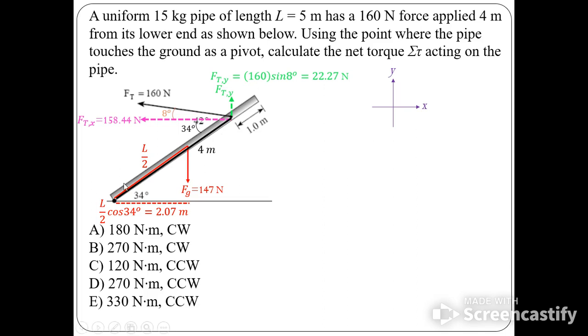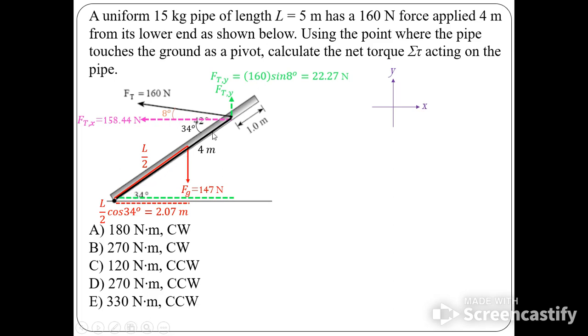But in this case, we can't use 4 meters because the 4 meters and this F of t are not perpendicular. And the lever arm of 4 meters here in black and F of tx are not perpendicular either. So we do have to do a little bit of work. So let's go ahead and find the lever arm of the 4 meters here.